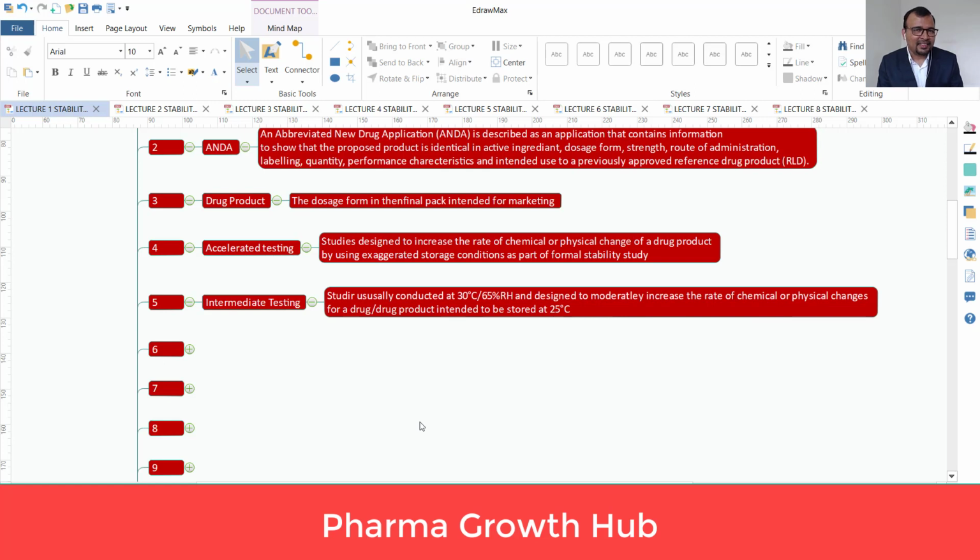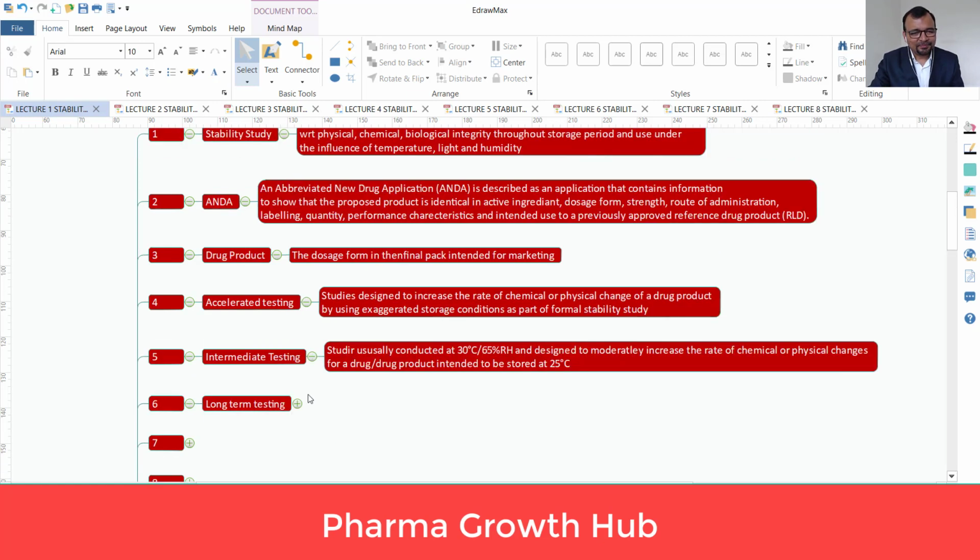And what is the desired temperature and humidity in case of intermediate testing? It is 30 degrees Celsius and 65% RH, okay? And it is very specific to when you intend to store the drug substance or drug product at 25 degrees Celsius. The next is the long-term testing, okay?